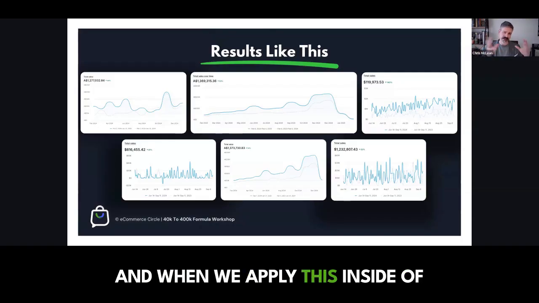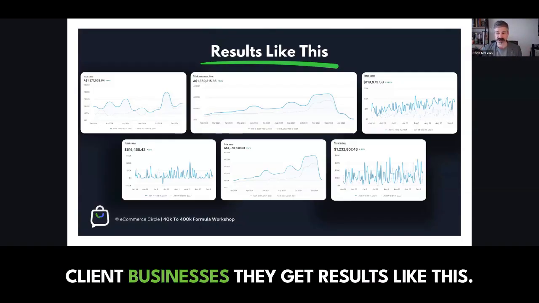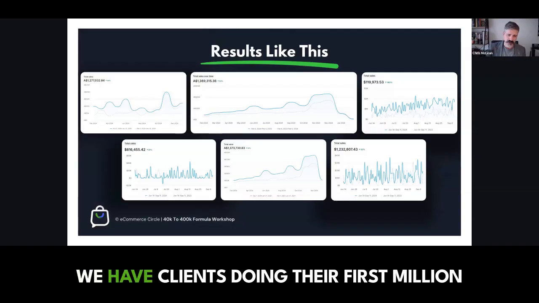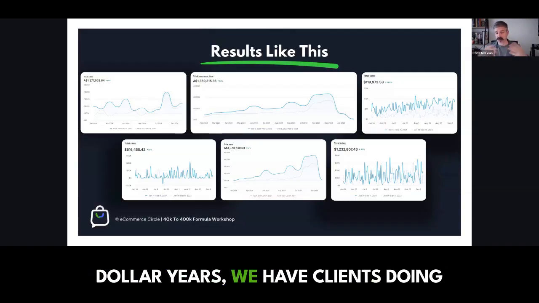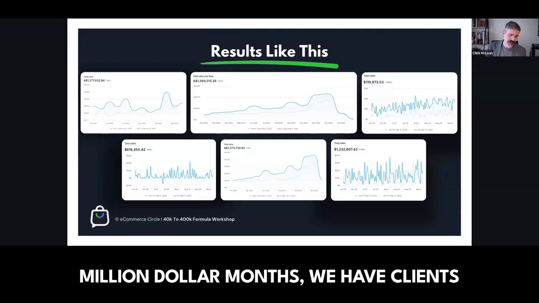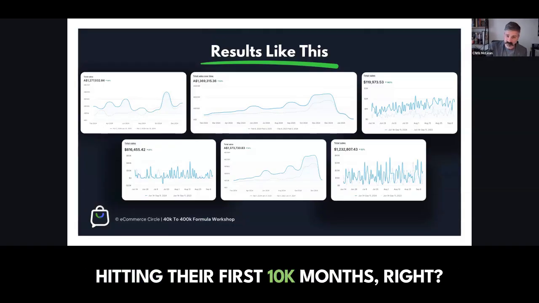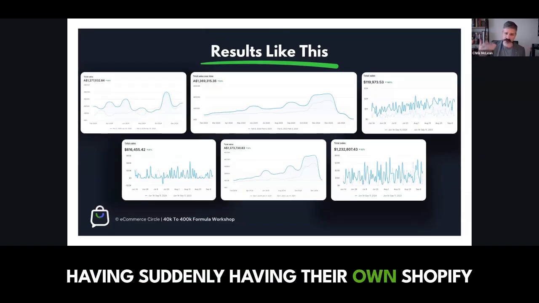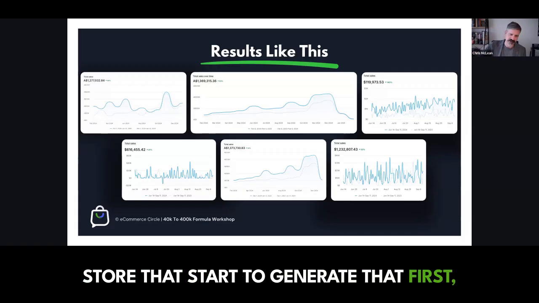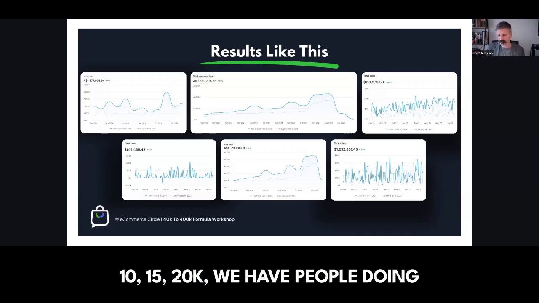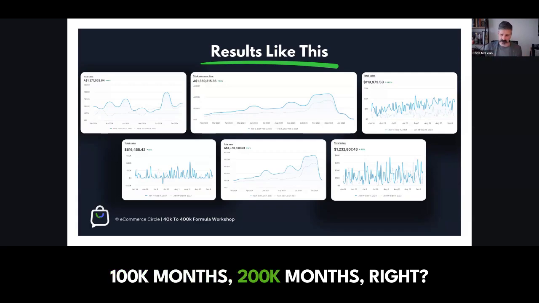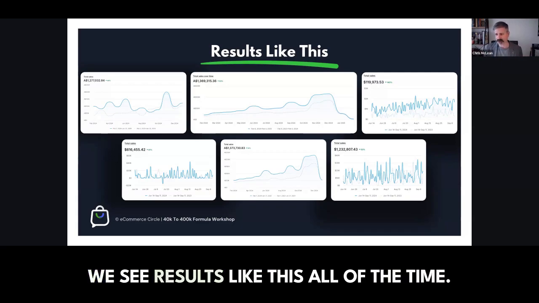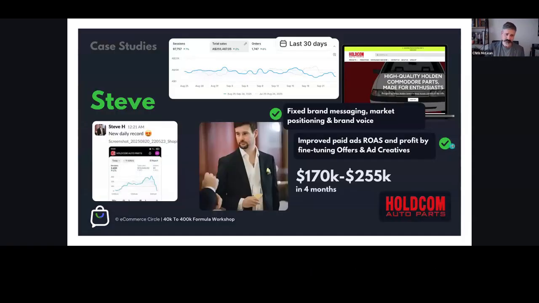And when we apply this inside of client businesses, they get results like this. We have clients doing their first $1 million years. We have clients doing $1 million months. We have clients hitting their first 10K months, right? Moving from different platforms to suddenly having their own Shopify store that's starting to generate that first 10, 15, 20K. We have people doing 100K months, 200K months, right? We see results like this all of the time.